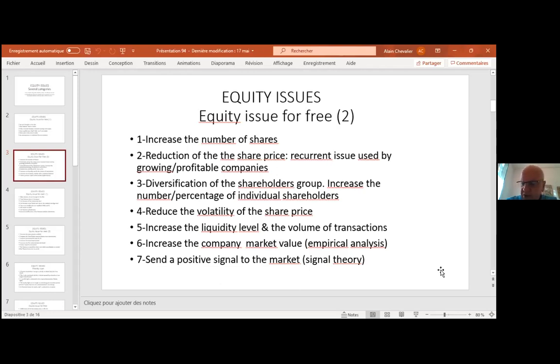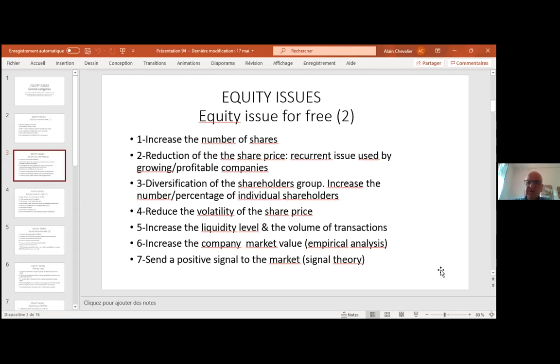And the question of diversification of a shareholders group is a question of importance for CFOs. Just because different categories of shareholders, they don't have the same behavior. They don't have the same goal. They don't have the same horizon. Some of them are short term, some of them are long term.